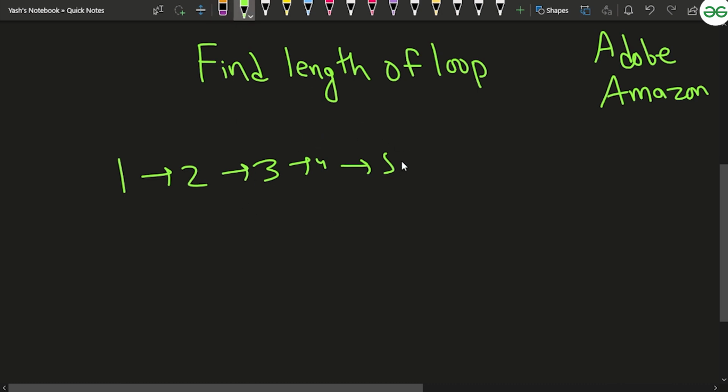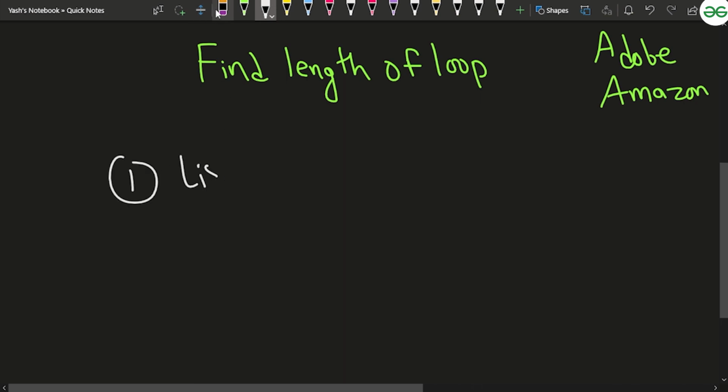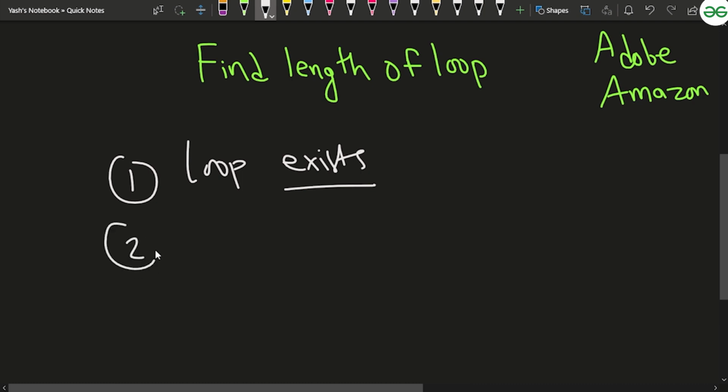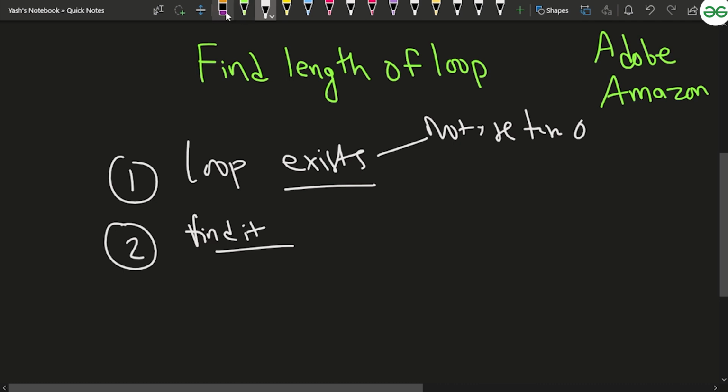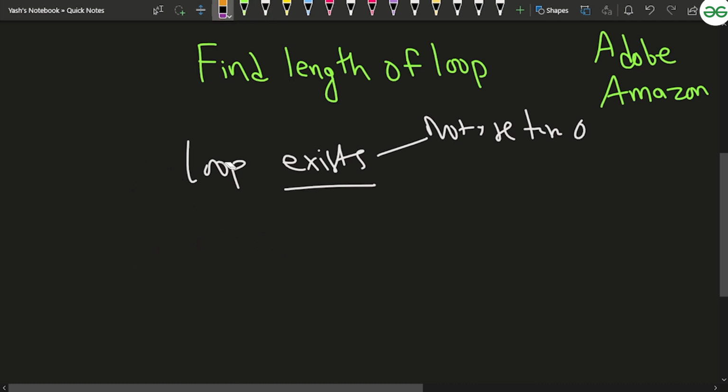Now let's suppose that instead of this, the linked list looks like this. In this case you will say that there is no loop existing in the linked list. So there are 2 targets that you have to achieve. First of all, you have to find whether a loop exists in the linked list or not. That is what you have to check first. If it exists, then you have to find its length. If it does not exist, then you will simply return 0. Otherwise you will return the length of the loop. So this is what you have to do in this particular problem.